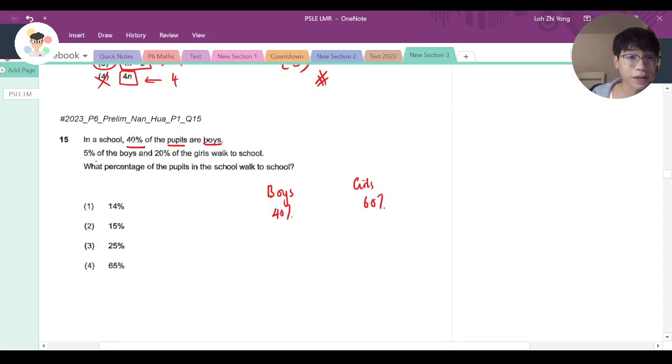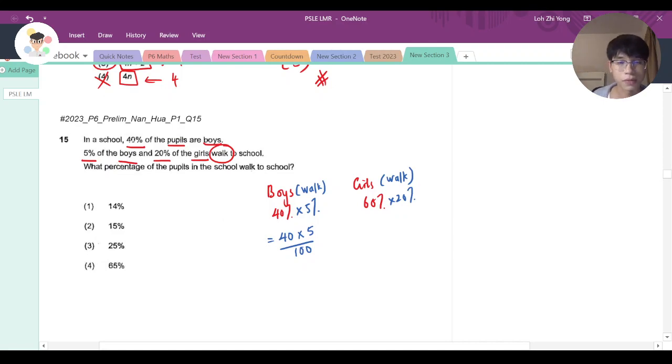And 5% of the boys and 20% of the girls walk to school. Now, if I want to be specific about those who walk to school, then it will be 5% of the 40%, or 20% of the 60%. Now, if I want to find exactly what the percentage is, then we just calculate. So here it will be 40 times 5 divided by 100.